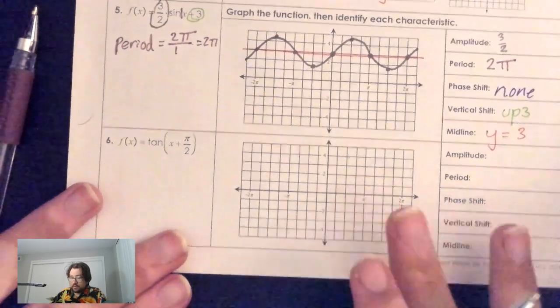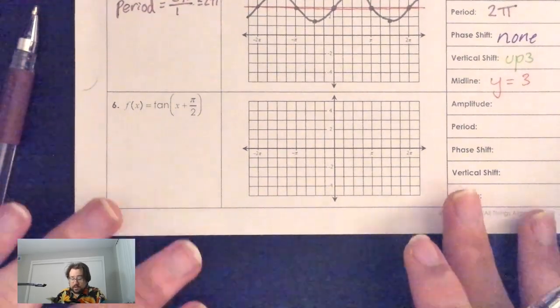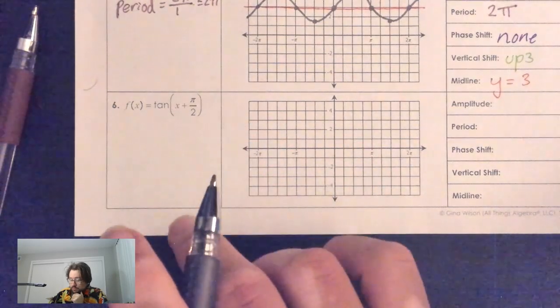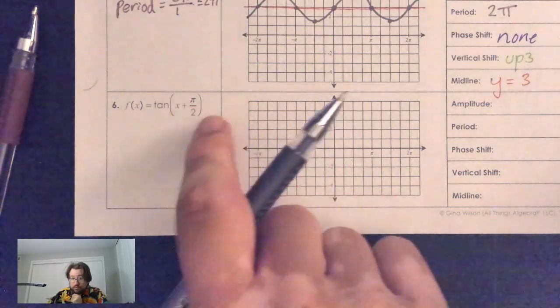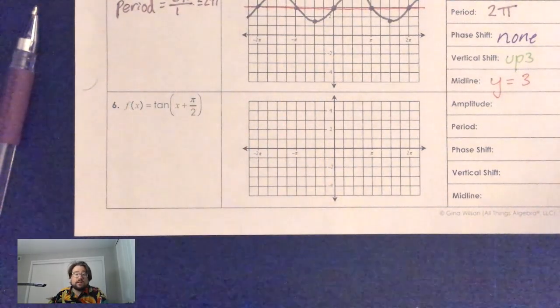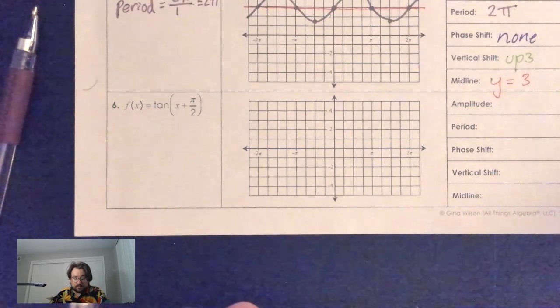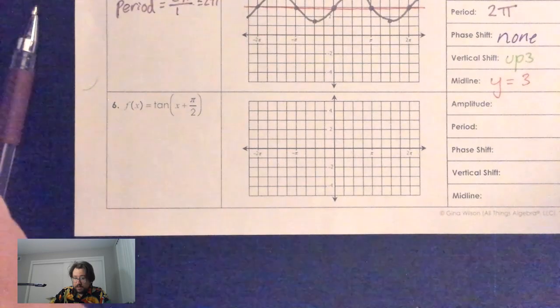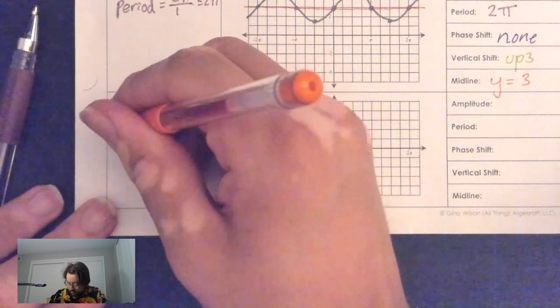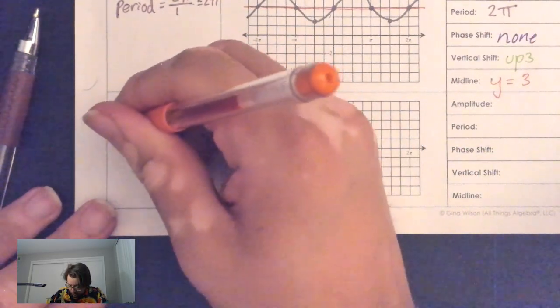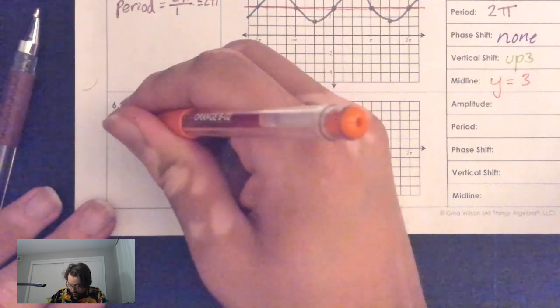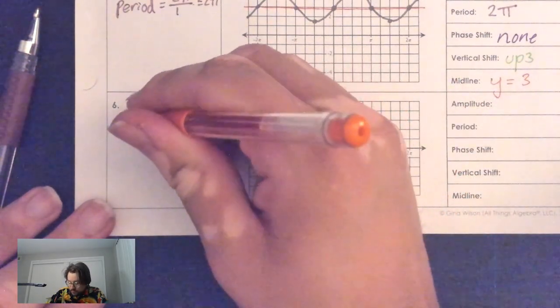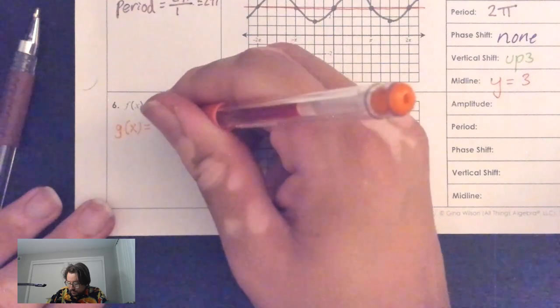Let's do another one, and for this one we're going to use a different technique. We are going to graph the original graph basically with no horizontal translations, and then we'll look at what the new graph is. And so I'm going to graph some g of x here in orange. G of x is just equal to the tangent of x.